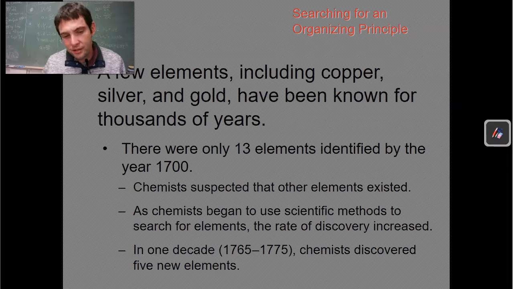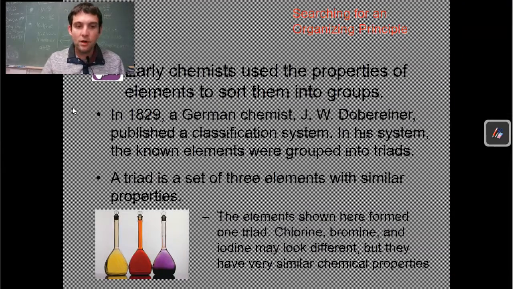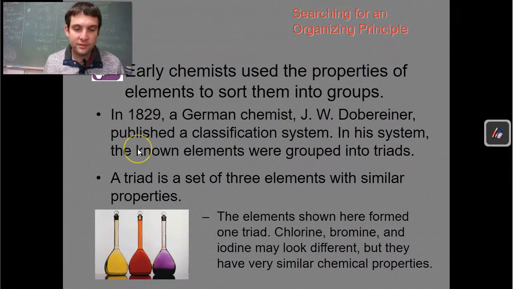And then once things started moving along and scientific processes were used to discover new elements, you saw the rate of discovery increase rapidly. In fact, in one decade, 1766 to 1775, chemists discovered 5 new elements naturally occurring in our world. Early chemists used the properties of elements to sort them into groups. So, the properties of elements.